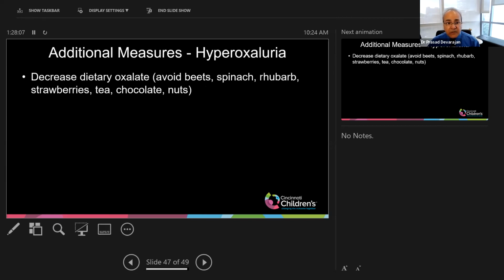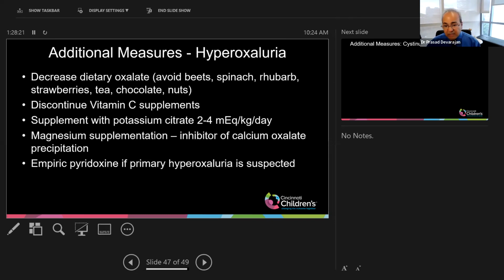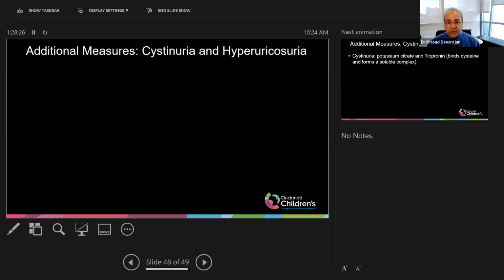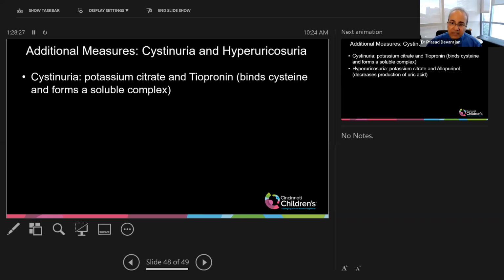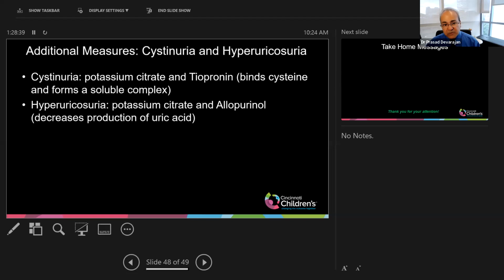Patients with hyperoxaluria specifically, we decrease the dietary oxalate. These are the important high oxalate content in the diet. We stop vitamin C, we give them potassium citrate, we give them magnesium supplements, and we give them empiric pyridoxine if we suspect primary hyperoxaluria. And in these two rare cases, cystinuria, potassium citrate, and a very specific medication called thiopronin, which binds cysteine and again forms a complex. And in patients with hyperuricosuria, citrate and allopurinol, which decreases production of uric acid.